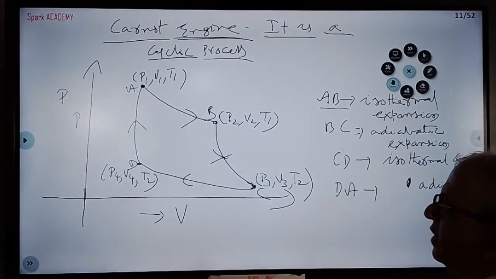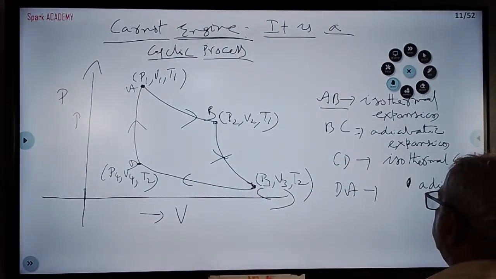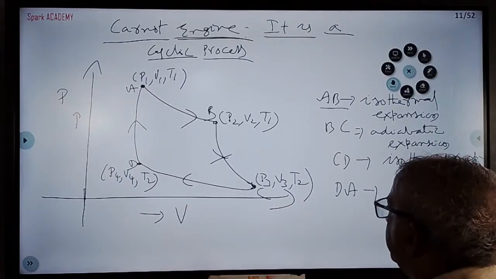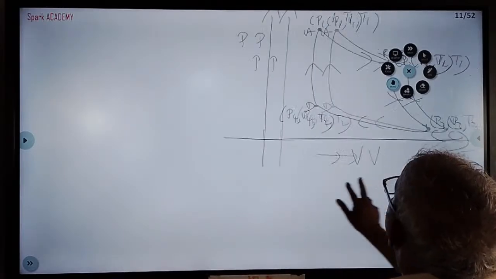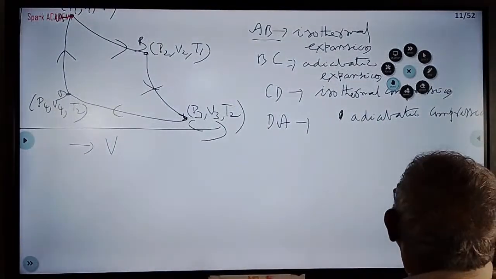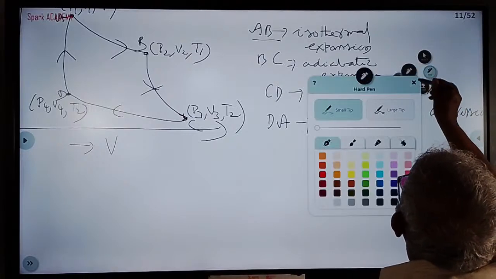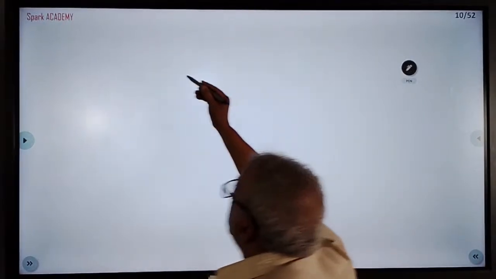Now, I think you have an idea. P is called pressure, V is called volume. This is called the PV diagram graph. Then one by one I am explaining, deriving the expression for efficiency.